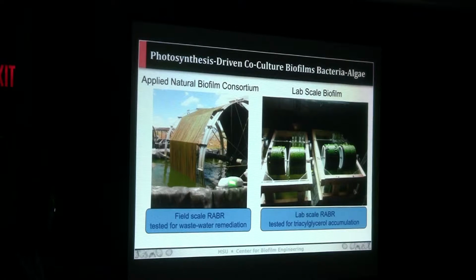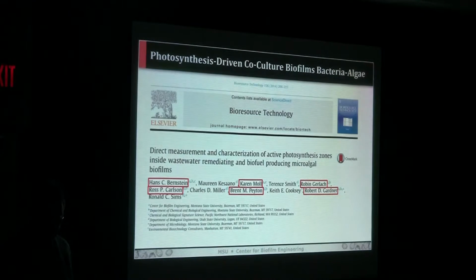Matthew also showed these images of some work that we've done. This is about an 8-foot diameter, what we call RABR, rotating algal biofilm reactor. And this is actually grown in wastewater. This is in the laboratory, but open to the environment. So we basically form multi-species, multi-kingdom biofilms.